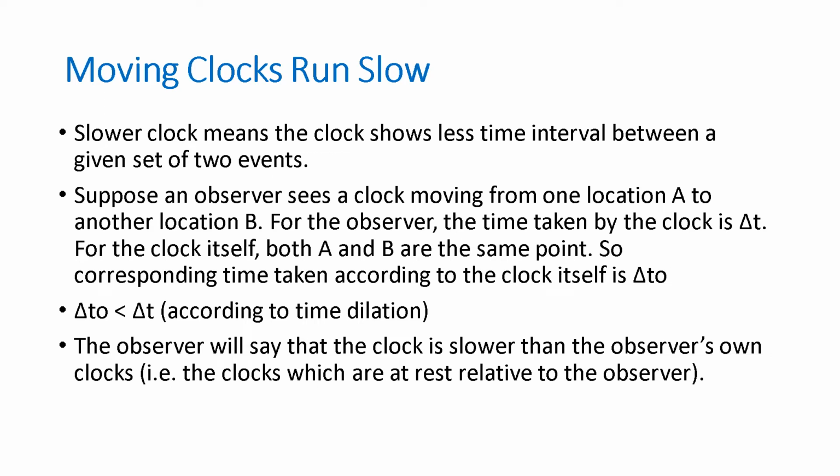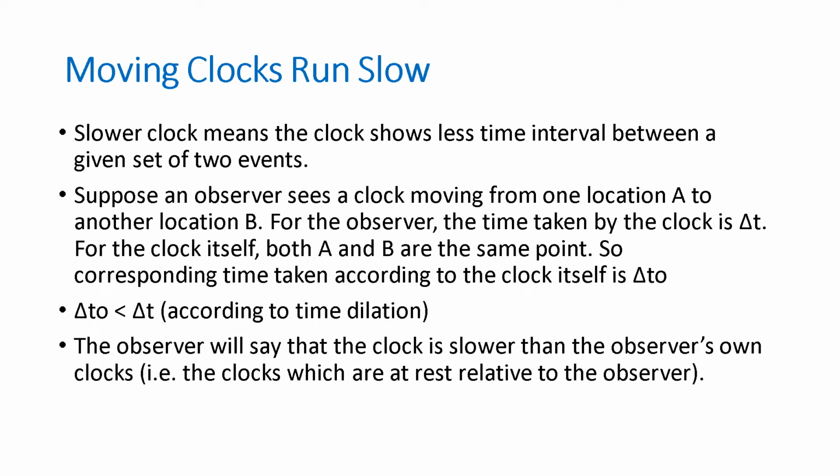Moving clocks run slow. This is a consequence of time dilation. A slower clock means that the clock shows less time interval between a given set of two events. Suppose that an observer sees a clock moving from one location A to another location B. For the observer, the time taken by the clock is delta t. But for the clock itself, both A and B are the same point. So the corresponding time taken according to the clock itself is delta t naught.